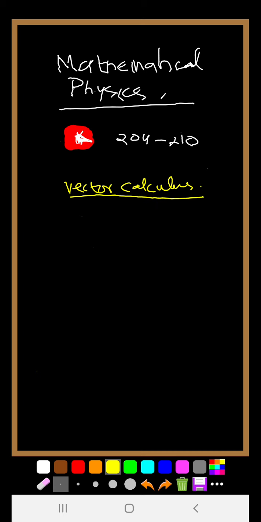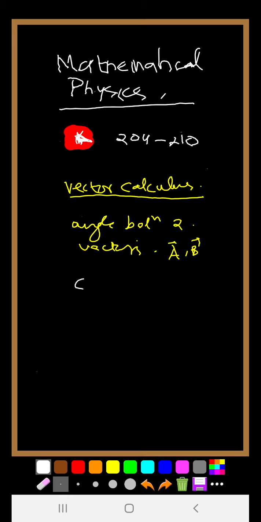The first thing that we will discuss is the angle between two vectors. Suppose you have vectors A and B, then the angle between them is given by cos theta, and that is equal to A dot B divided by the magnitude of A into the magnitude of B. Call this number one.